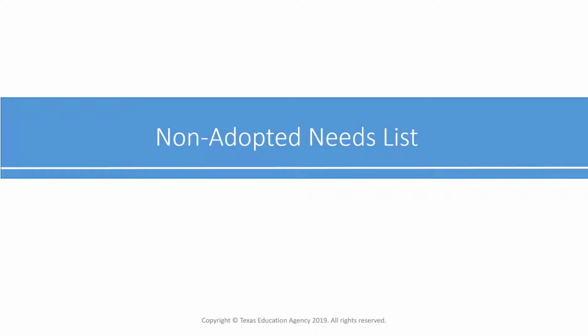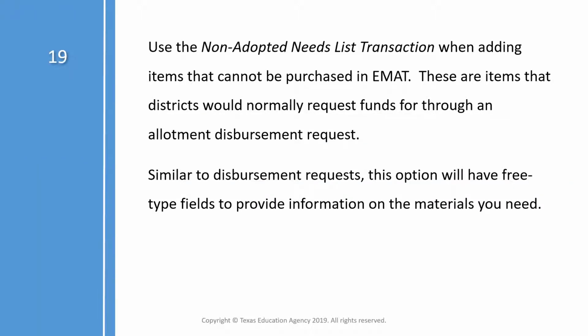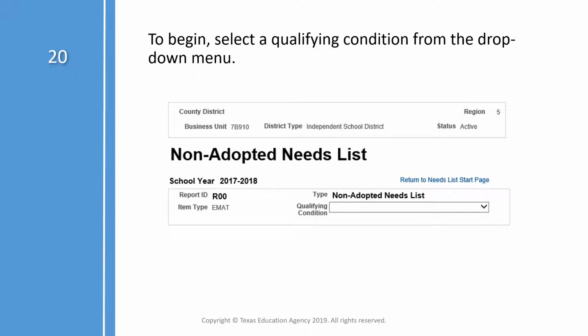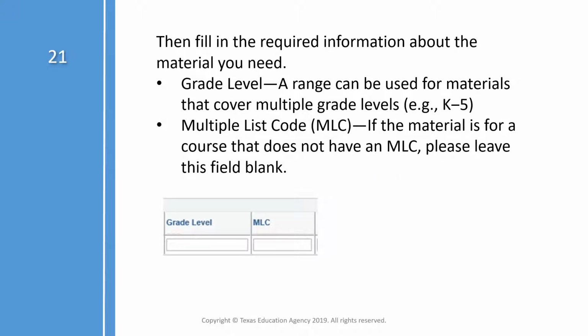Non-Adopted Needs List. Use the Non-Adopted Needs List transaction when adding items that cannot be purchased in EMAT. These are items that districts would normally request funds for through an allotment disbursement request. Similar to disbursement requests, this option will have free type fields to provide information on the materials you need. To begin, select a qualifying condition from the drop-down menu. Then fill in the required information about the material you need.